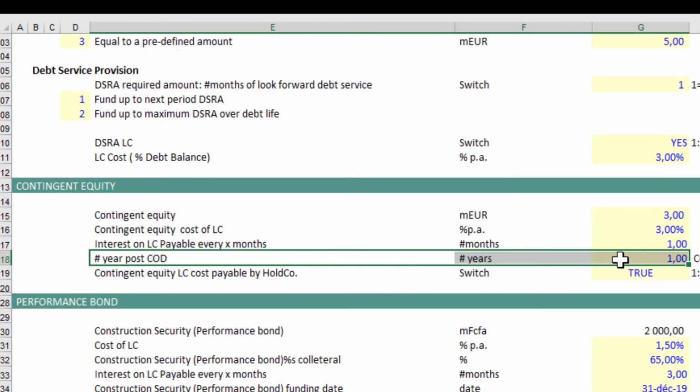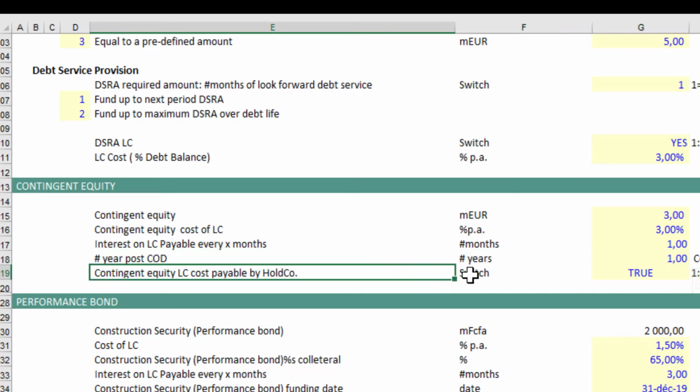The other thing that you need to provide flexibility for is how long you need to keep that contingent equity. In this case, I said 1 year post COD, you still need to keep it. If you put it as 0, it means that after the construction is completed, you no longer need that contingency. And of course, the other one that is also subject to discussion is who is going to pay for the LC fee, right? So I provided a switch here.